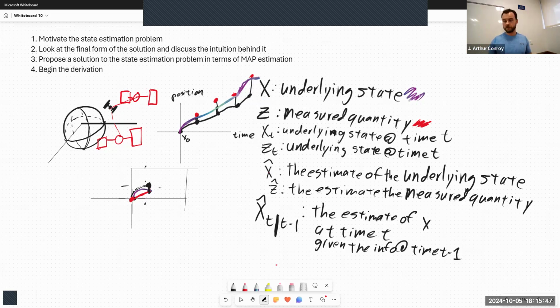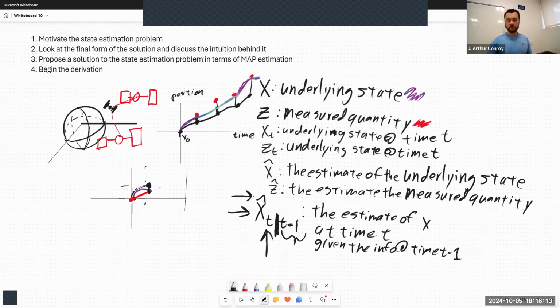So we do know X hat and we do know Z hat exactly. Those are our estimates. So when I write something that is X hat sub T bar T minus 1, what I'm saying is the estimate of X at time T based on the information we have available up to the time step T minus 1.